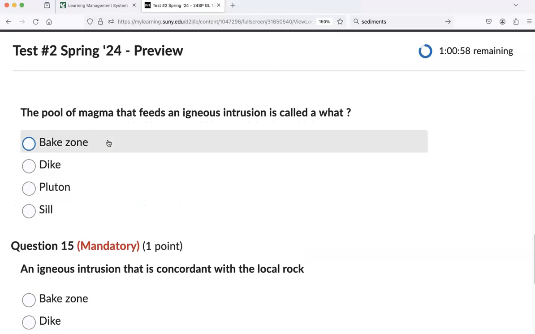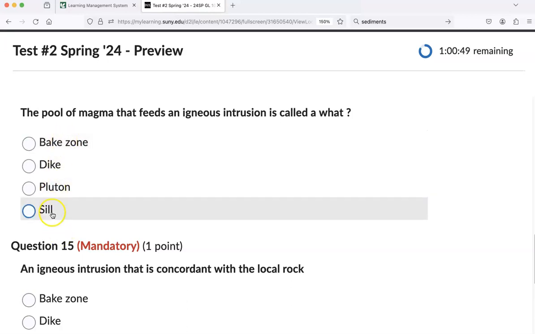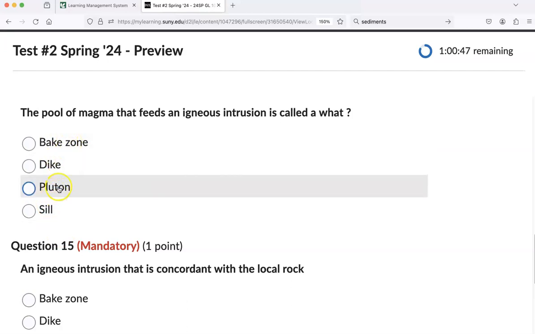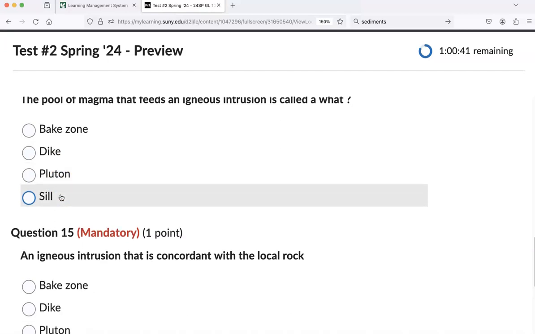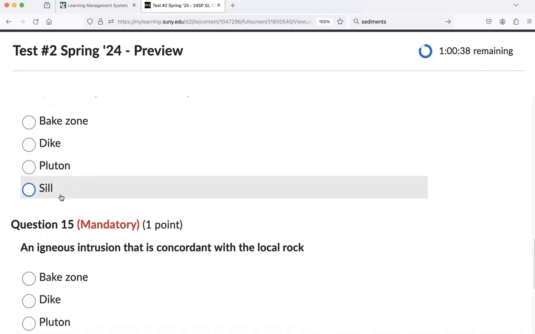All right, now a handful of questions about igneous intrusions. The pool of magma that starts it all. Yeah, Pluton, okay, or magma pool. But I didn't really want to use that word again. So, yeah, Pluton is definitely a word we use.